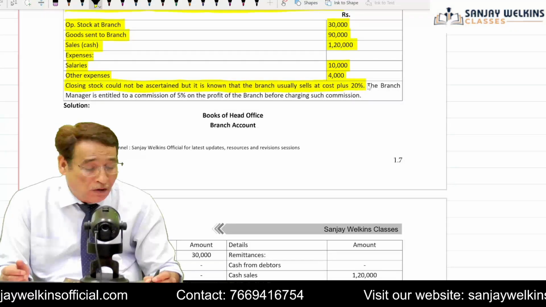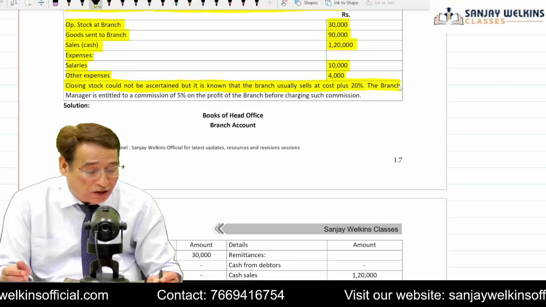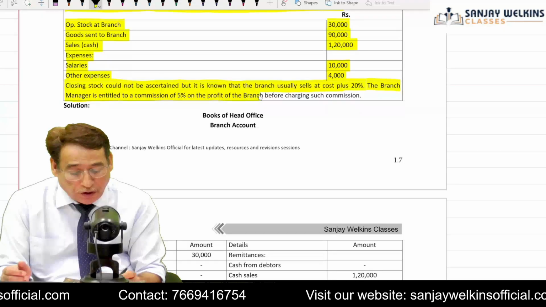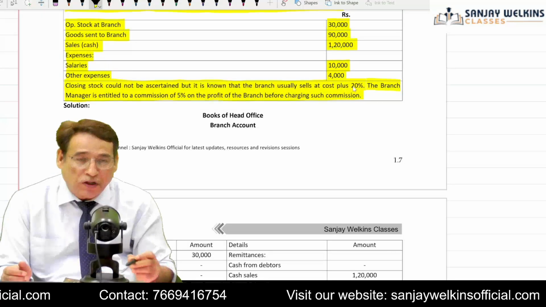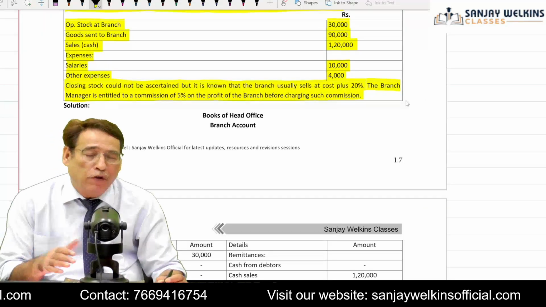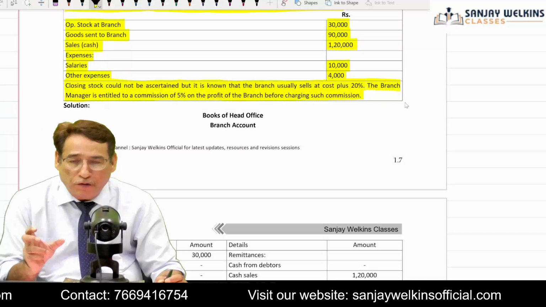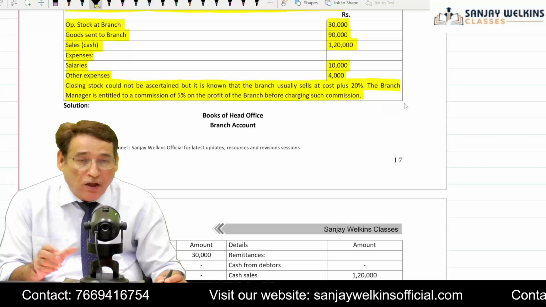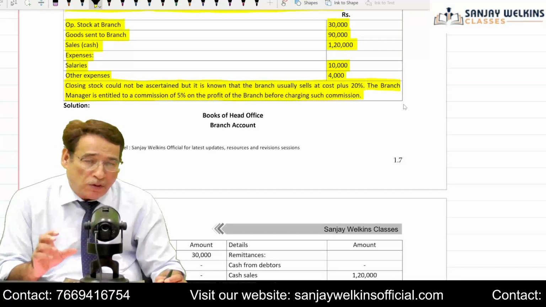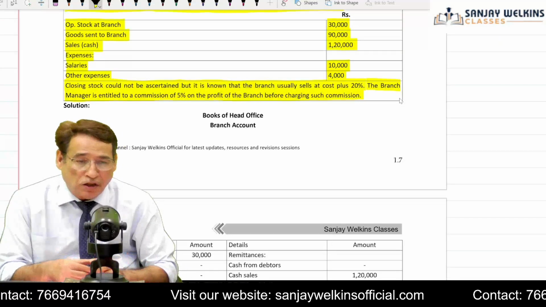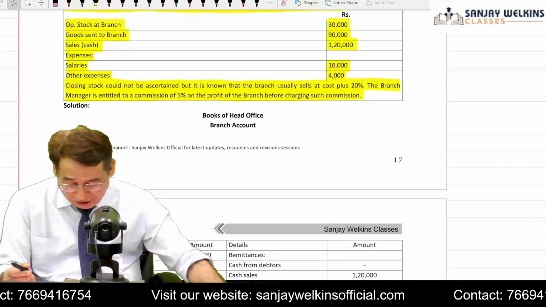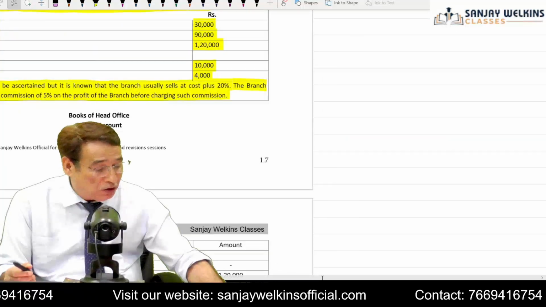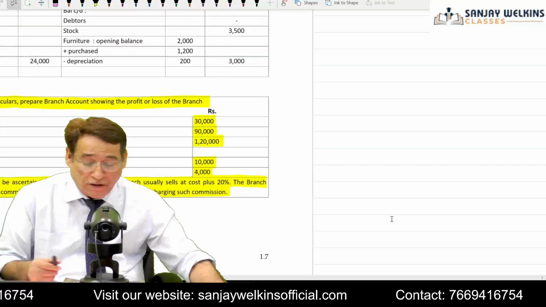Further here it is also written that the branch manager is entitled to a commission of 5% of the profits of the branch before charging such commission. So before charging such commission, whatever profits will be there, we will have to give 5% of those profits as commission to the branch manager. So this is the question in this particular case. Basically, in this question, you are supposed to determine the closing stock which is available with the branch. Is it clear to you?